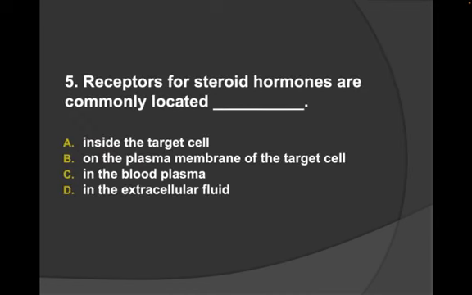Okay. Receptors for steroid hormones are commonly located where? For steroid hormones, not the amino acid ones. A. Inside the target cell. So these steroid hormones do travel inside the cell. For amino acid hormone, that is not the case. It stays on the cell membrane and attaches with its receptor, and then all the second messenger system works after that.